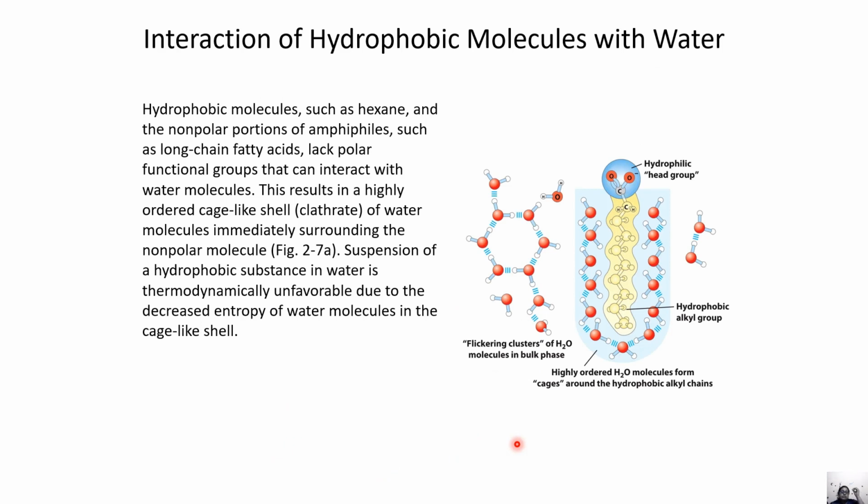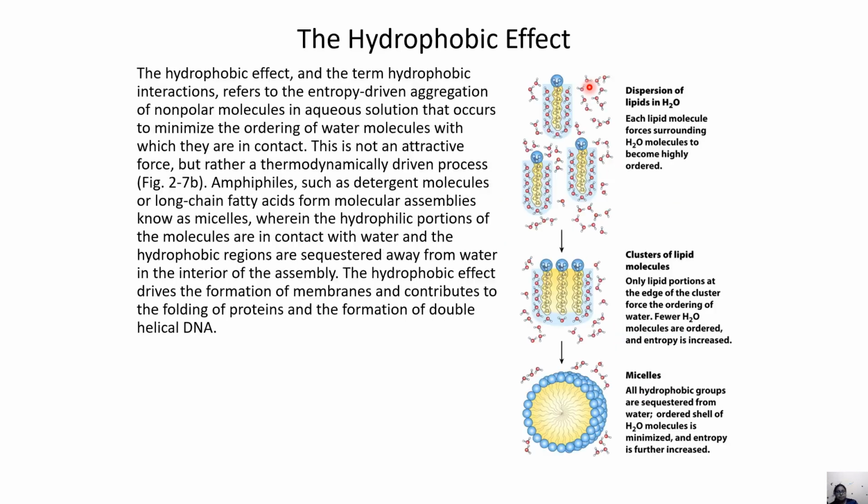Now, hydrophobic molecules such as hexane and the non-polar portions of amphiphiles such as long-chain fatty acids lack polar functional groups that can interact with water molecules. This results in a highly ordered cage-like shell, a clathrate, of water molecules immediately surrounding the non-polar molecule. So, suspension of a hydrophobic substance in water is thermodynamically unfavorable due to the decreased entropy of water molecules in the cage-like shell.